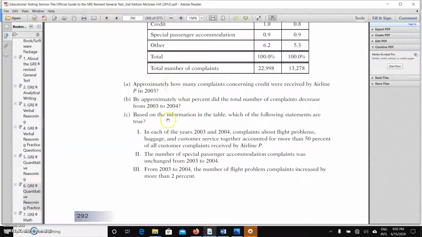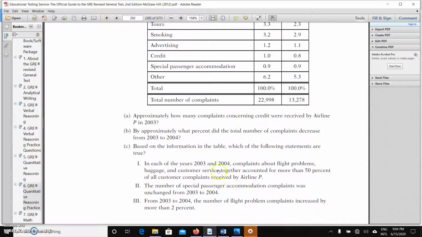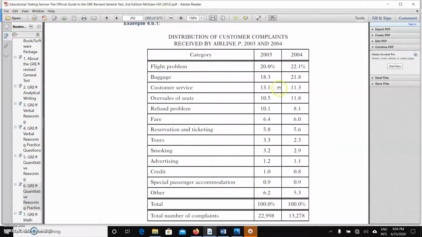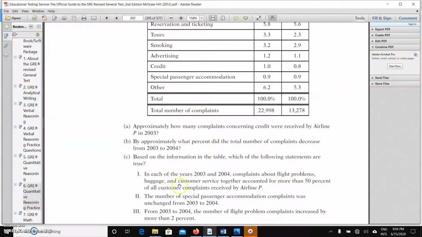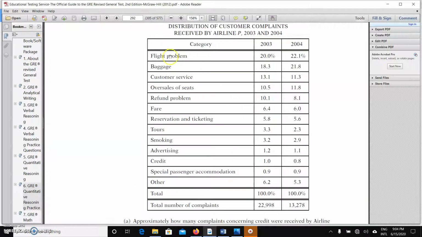The reason I'm fast is because this is just an application of what I've taught you before. Based on the information in the table, which of the following statements are true? Now, in each of the years 2003 and 2004, complaints about flight problems, baggage, and customer service together accounted for more than 50% of all customer complaints received by airline P. So let's check if this is true or false. 2003: flight, baggage, and customer service. That's what they told us. So these first three.